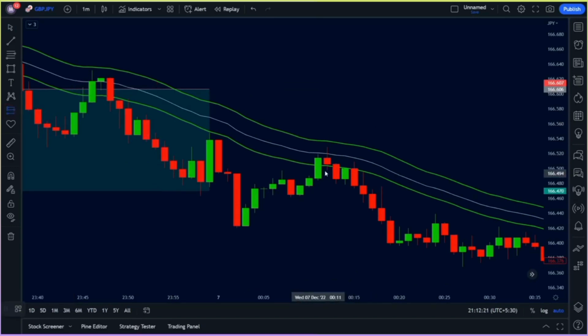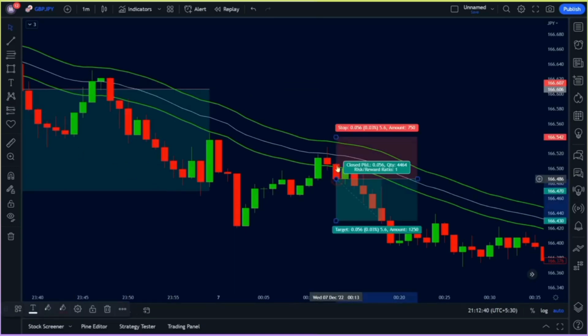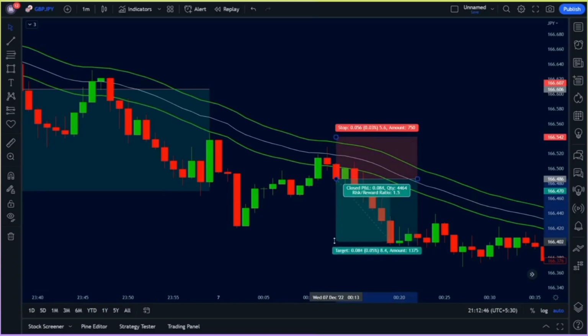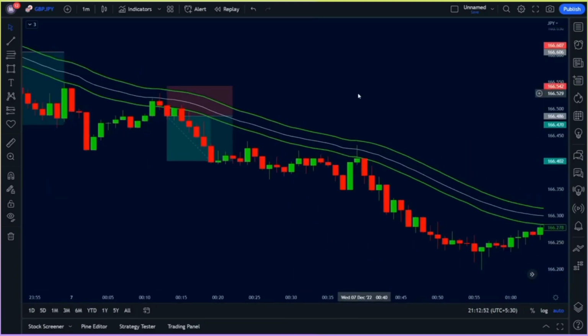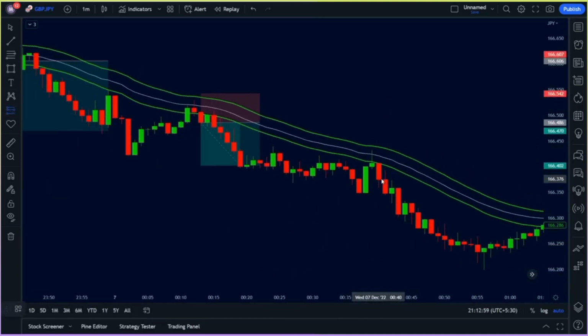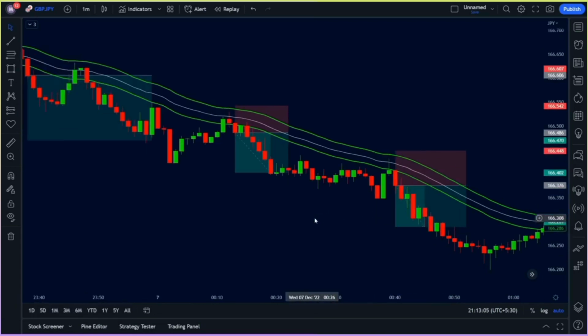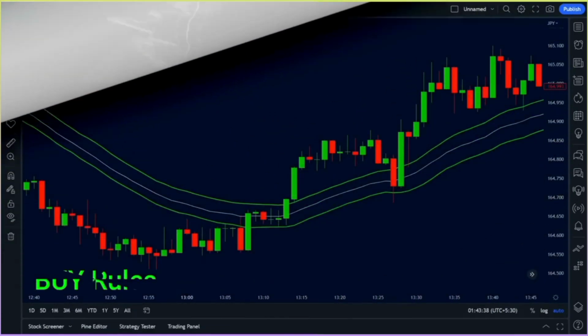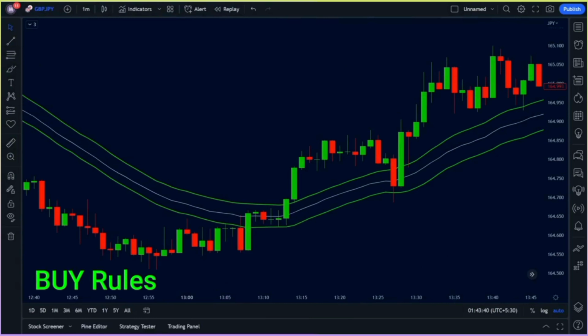You can re-enter the market when you get another pullback in the direction of the trend. But I would recommend you to do only 3 trades in the direction of a single trend. And keep the profit targets low in the second and third trades. Buy rules are completely opposite of the sell rules.